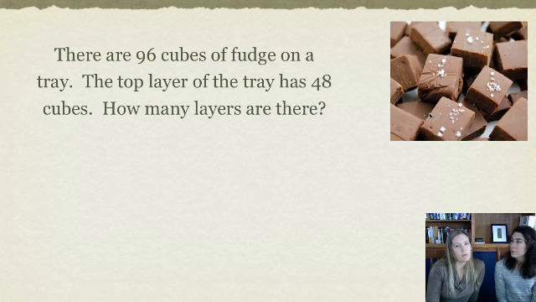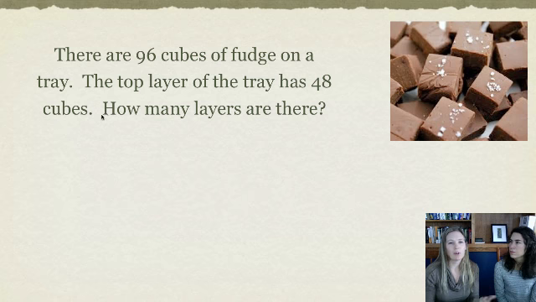So in this case, we're talking about fudge. There are 96 cubes of fudge on a tray. So that's the total volume right there, 96 total cubes. The top layer of the tray has 48 cubes. So if you're thinking about the 2 layers like we saw in the video before, one of the layers is complete with 48. So how many layers are there total?